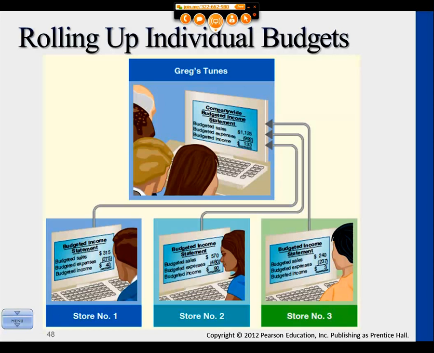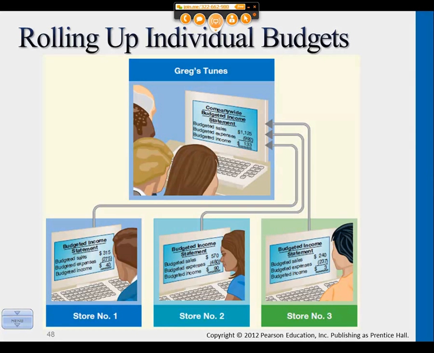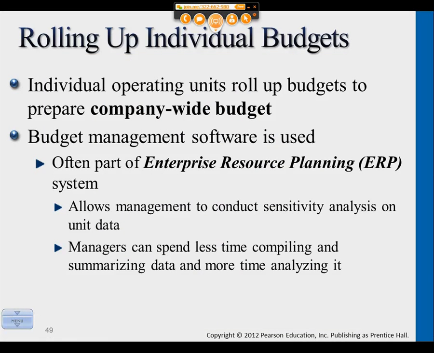Another note here is that all three stores are likely to use the same techniques and the same technology, so that roll-up is very smooth and easy for companies. The spreadsheet used to prepare the budget is unified throughout the company. So individual operating units roll up budgets to prepare the company-wide budget, right?